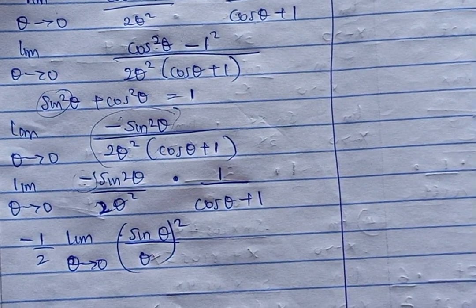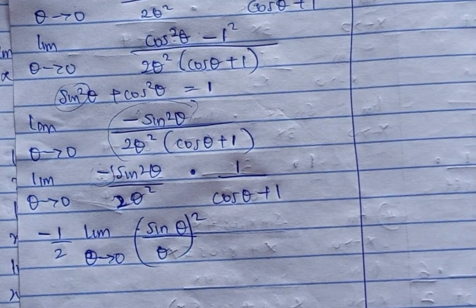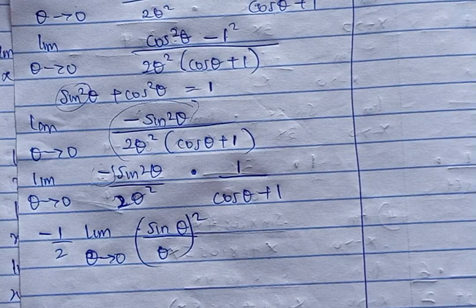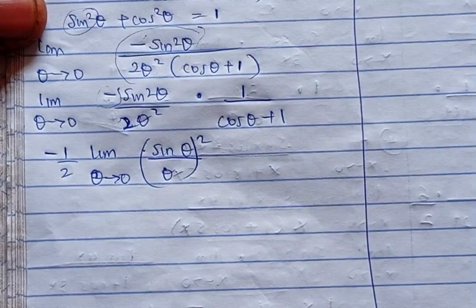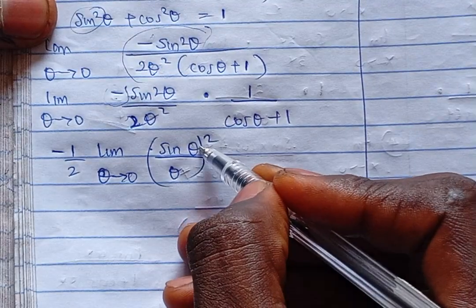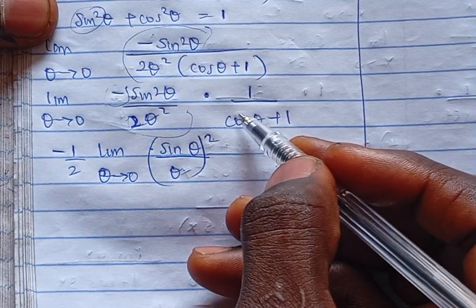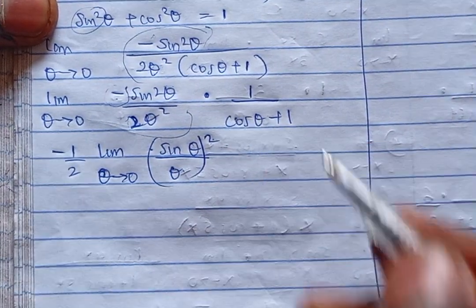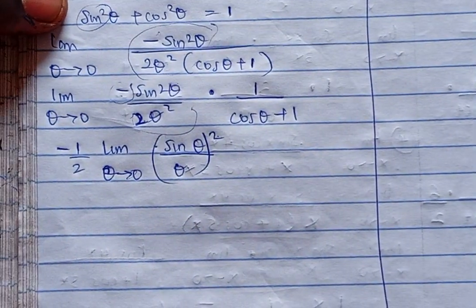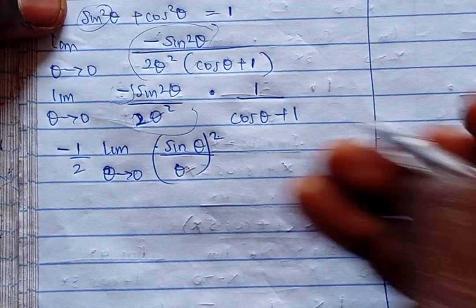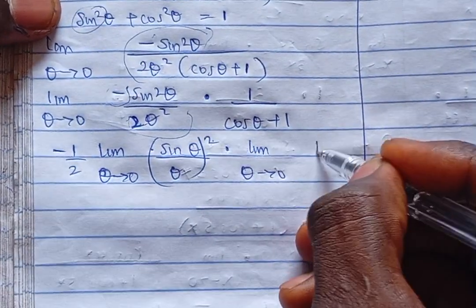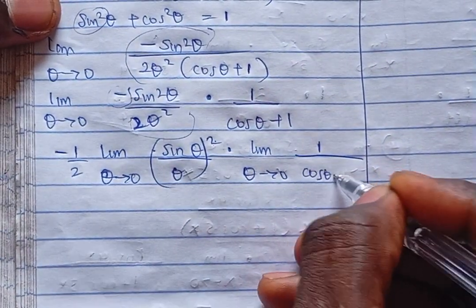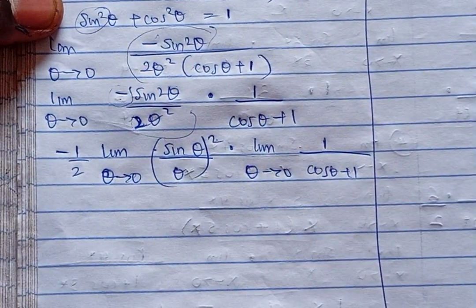Do you understand? Sine theta is still the same thing as sine squared theta over theta squared. Now, because this is the same thing as this one, it depends on your brain, use your number six or whatsoever they call it, multiply by the limit, you can spread the limit out, cos theta plus 1. Do you get it?